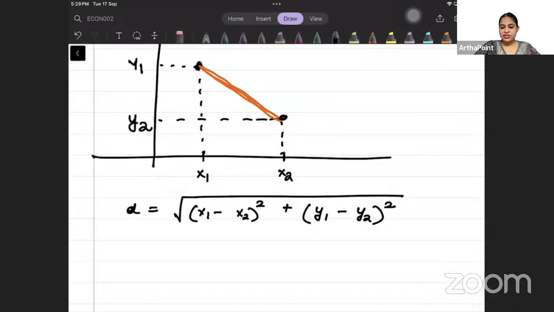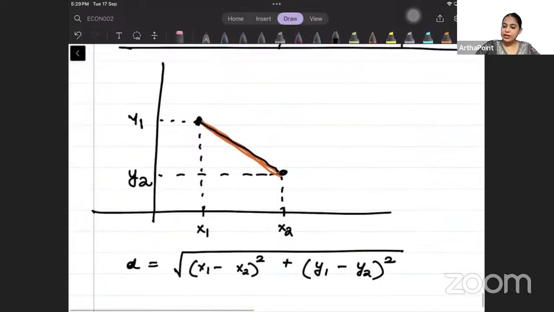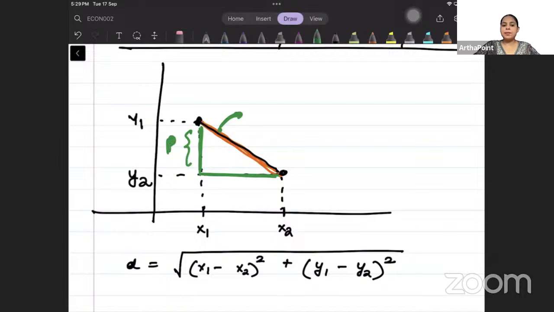That way you can find the distance between the points. This is very simple to prove. If I try to make a triangle out of it, you can notice that this is the perpendicular, this is the base, and this is nothing but the hypotenuse.